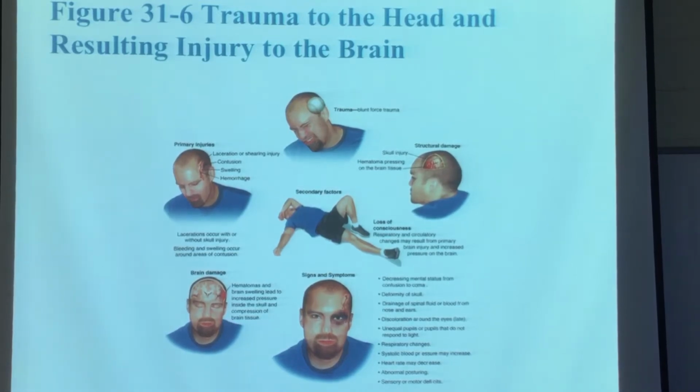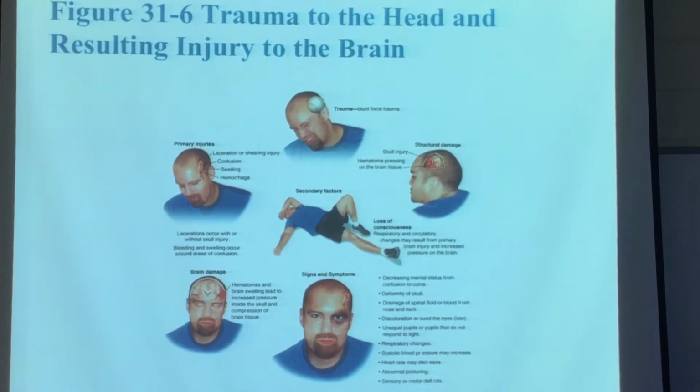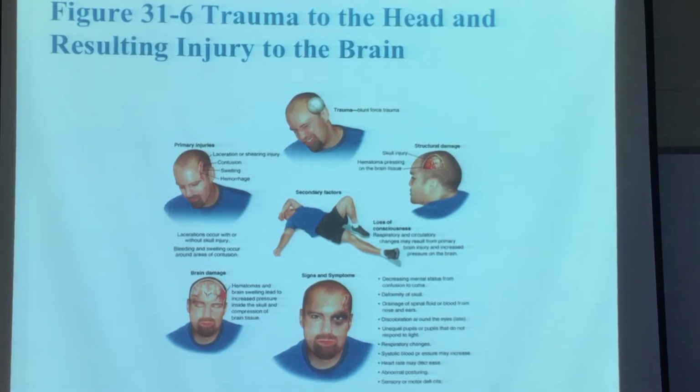As a result of that, there's so much pressure being built up that the heart slows down, and that's what we call Cushing's triad. An increase in blood pressure and a widening pulse pressure. A slowing down of the heartbeat, or bradycardia, and an irregular breathing pattern. Any one of those two could signify some type of Cushing's effect, or intracranial pressure that is now increasing.